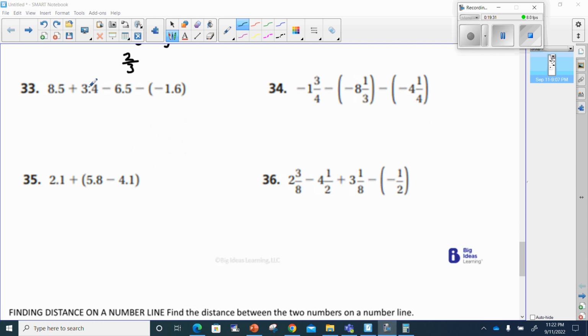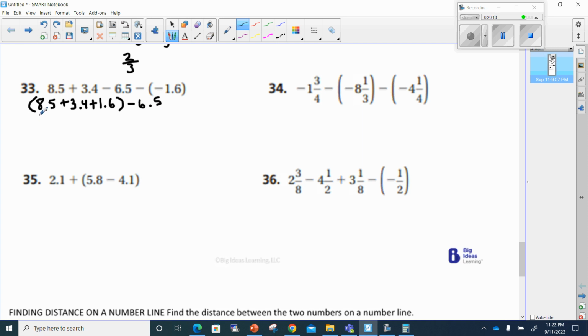Here I'm going to combine my positive numbers and my negative numbers together. First, my positive numbers, I got 8.5 plus 3.4. And I see over here a negative and a negative on each side of this parenthesis. A negative times a negative is a positive, so I'll make this a positive 1.6. I'm going to group them together using associative property, and then I have to subtract 6.5 from all that once I've added them together.